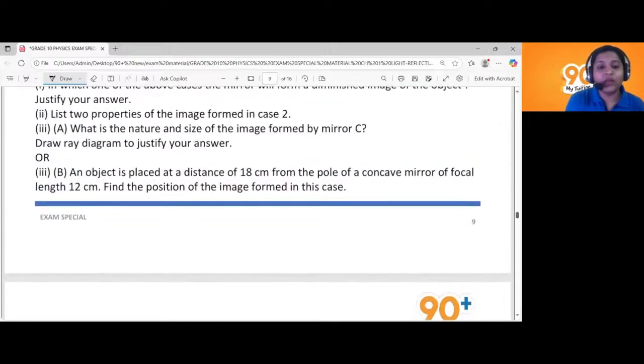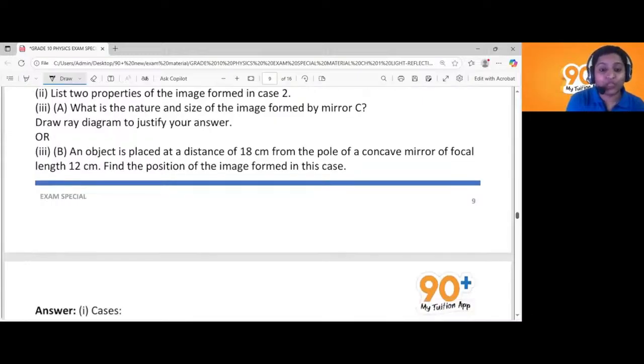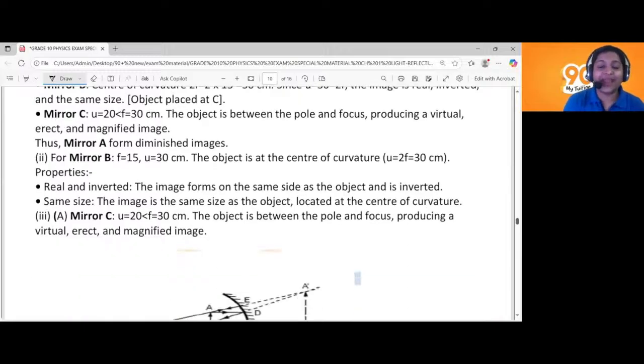Question 2. What are the two different properties of the image formed in case 2? Case 2, object at C. Real, inverted, and the image is formed in the same size as the object. Real inverted and same sized image is formed when you keep an object at C. So for question 2, the answer is real, inverted, same size.